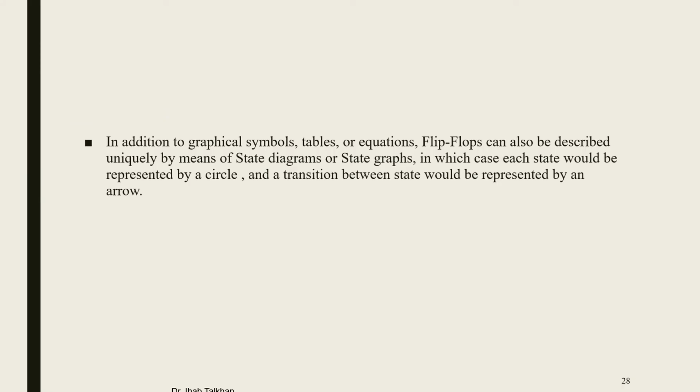I mentioned in the previous slide the state table. Now, in addition to graphical symbols, tables, or equations, flip-flops can also be described uniquely by means of state diagrams or state graphs, in which case each state would be represented by a circle, and a transition between states would be represented by an arrow. This I'm going to show you in the next slide, another way to represent the sequential circuit by using graphs, what's called a state diagram or state graphs.